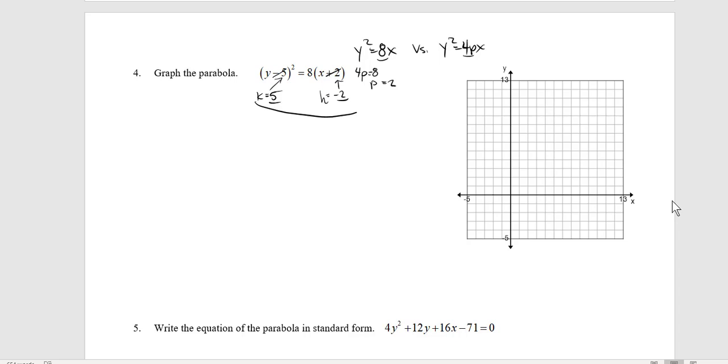Negative 2, positive, 1, 2, 3, 4, 5. That's my vertex. P is positive, so this is a rightward opening. Since the y is squared, we have the x here. This is a horizontal opening parabola. A positive p-value says it opens to the right.